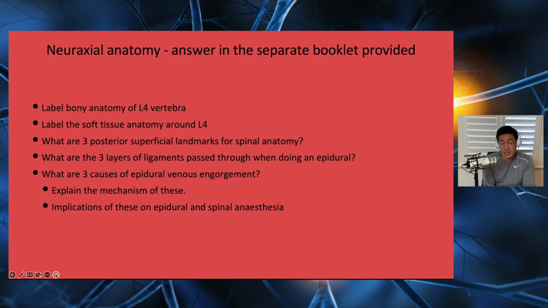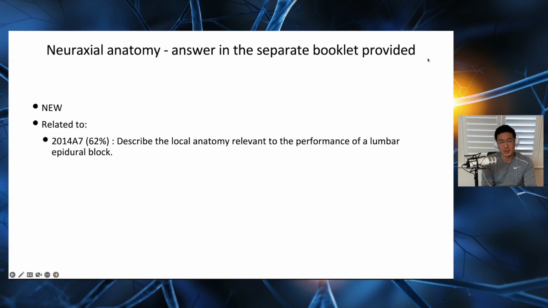So I do consider it a new question, even though if you look back in the past, you may see similarities with a different question. If you click onto the next slide, Lara, there is a question in 2014, question 7, which was: describe the local anatomy relevant to the performance of a lumbar epidural block. And this was a short answer question. So if you had prepared an answer for this, at least you would have some idea of the anatomy that this booklet would have wanted from your answer.